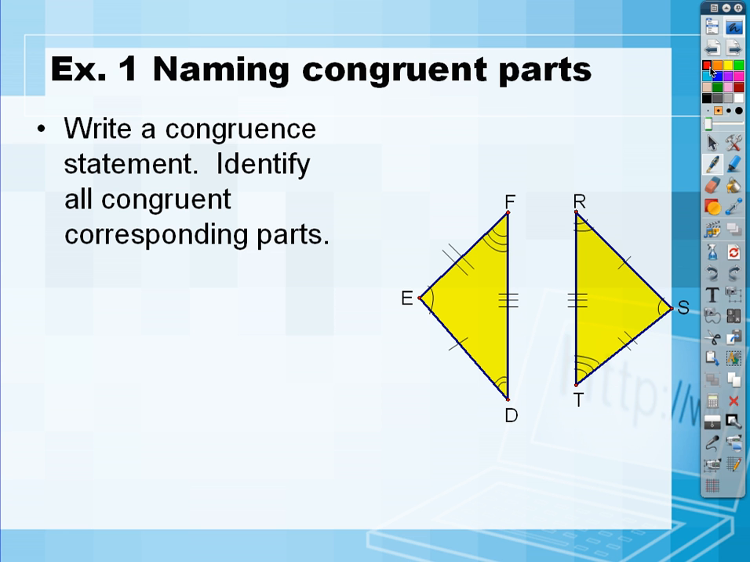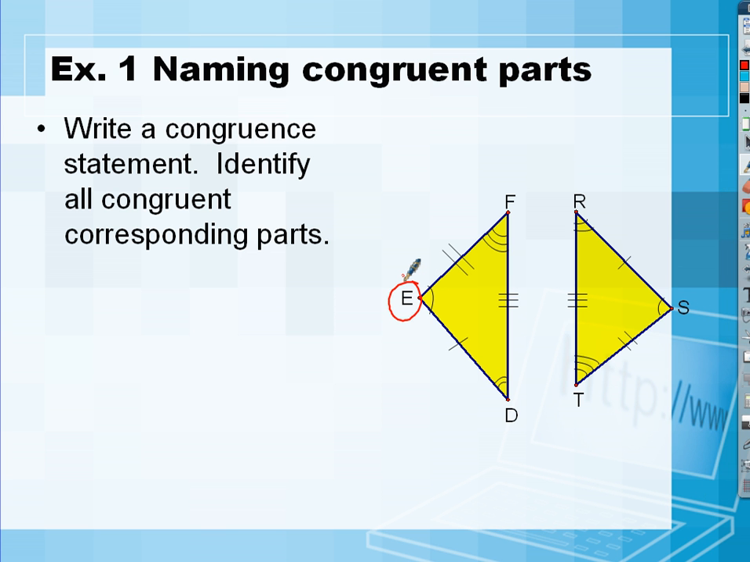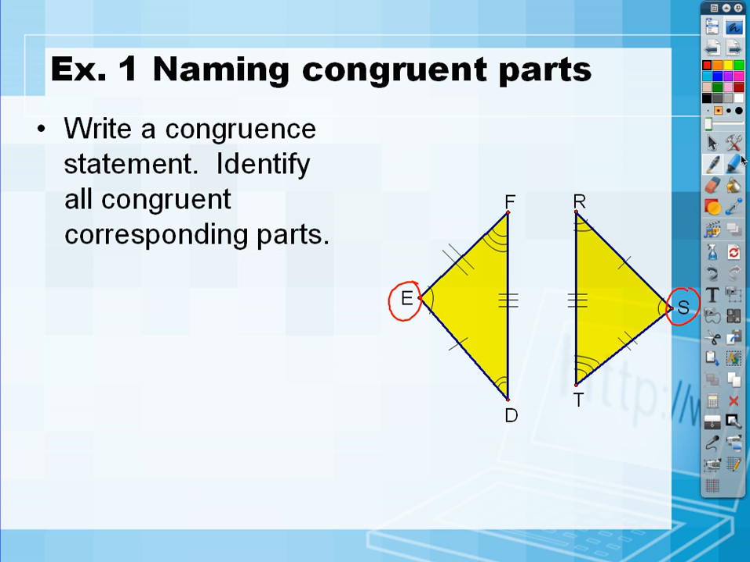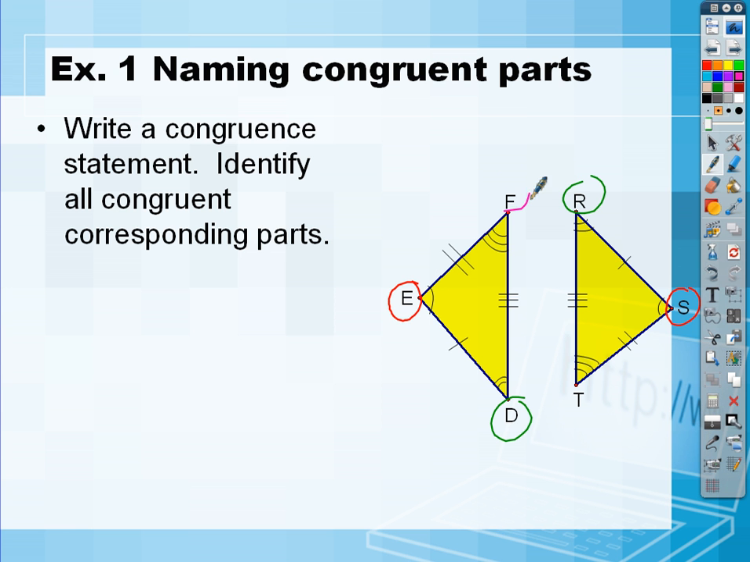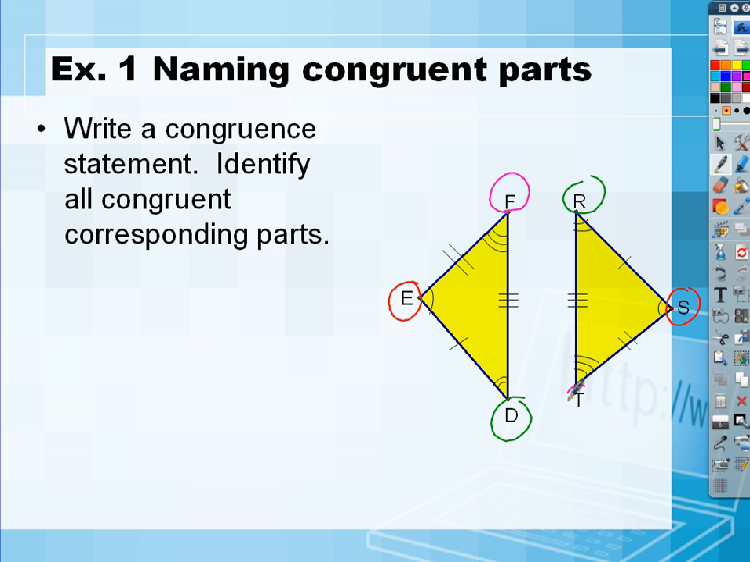Now let's see here. Which angle is congruent to angle E? Okay, S. So E and S go together. Let's change colors. Angle D goes with which one? R. Yeah, and how do you know that? Yeah, we have two congruence arcs for those two. And then finally, F is congruent to T.